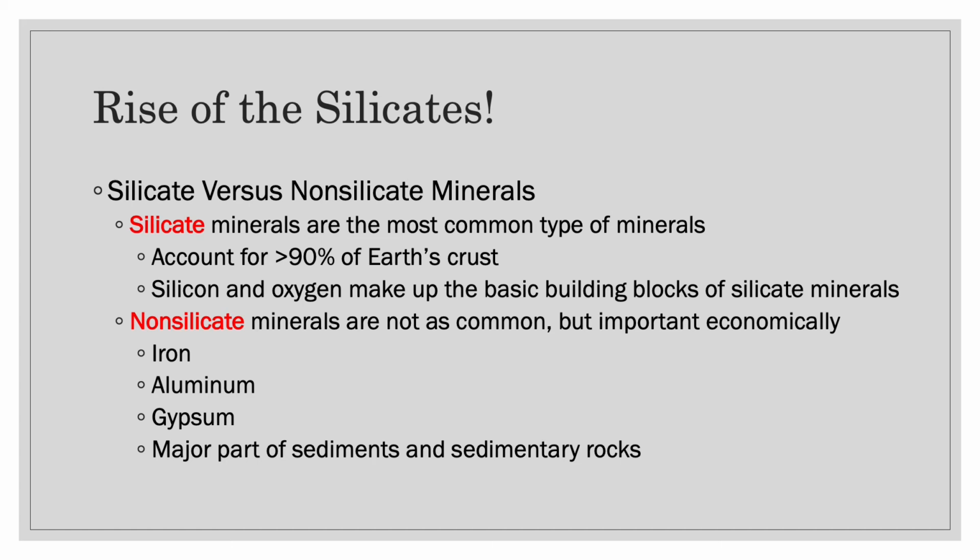Alternatively, obviously, non-silicate minerals that do not contain silicon and oxygen are not as common, but they are pretty important economically and as geological resources. A few examples include iron, aluminum, gypsum, and also these minerals are major parts of sediments and sedimentary rocks, and we use a lot of different types of sediment, such as sand and clay, for different types of building projects and infrastructure, for example.